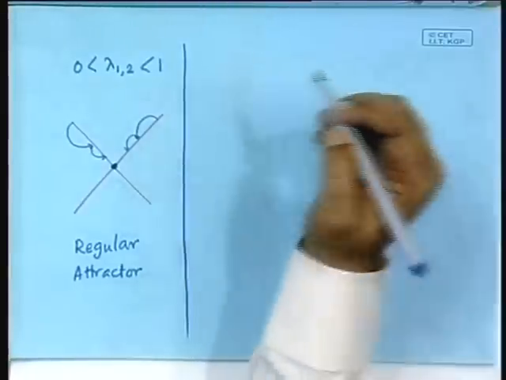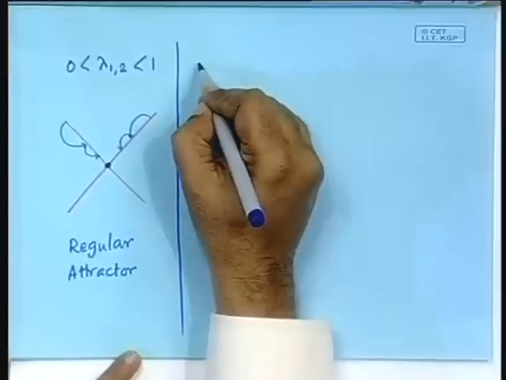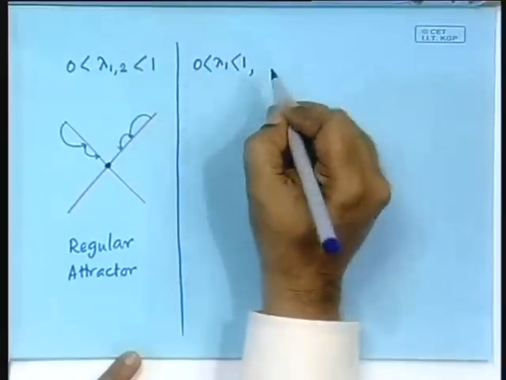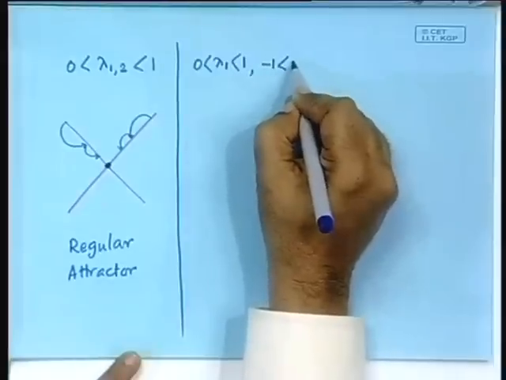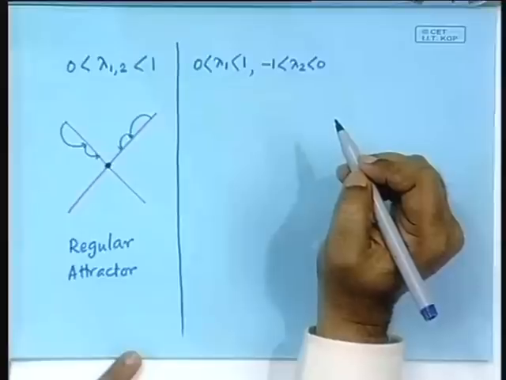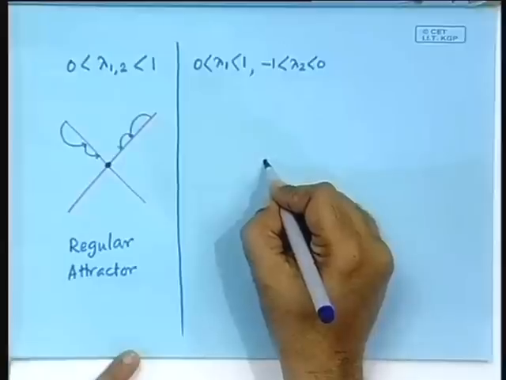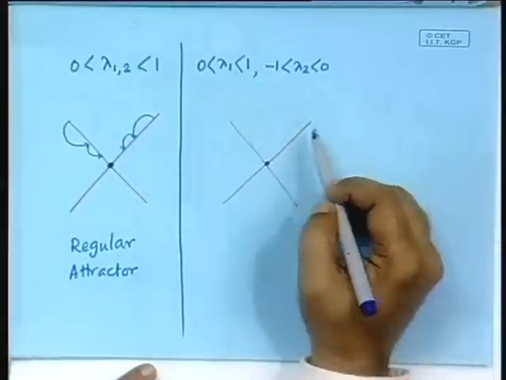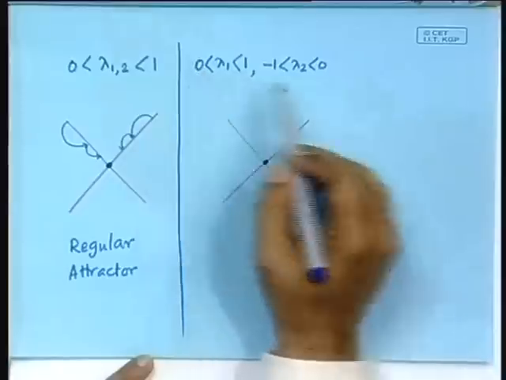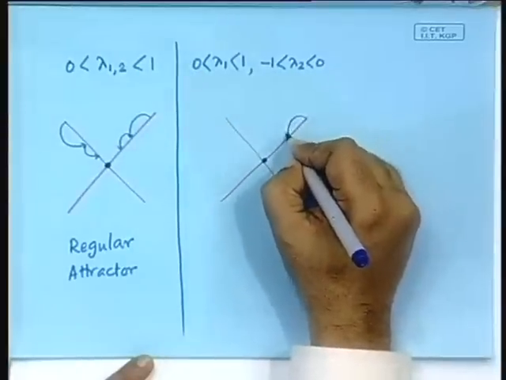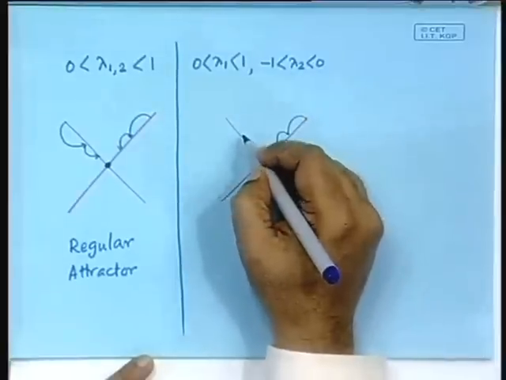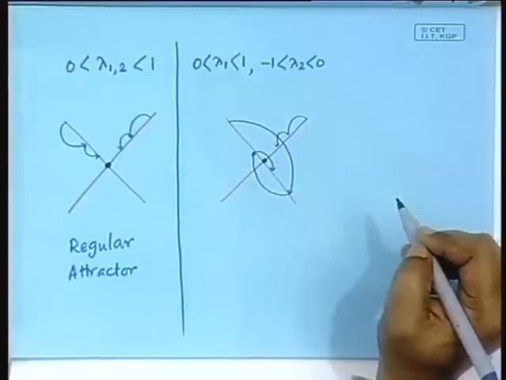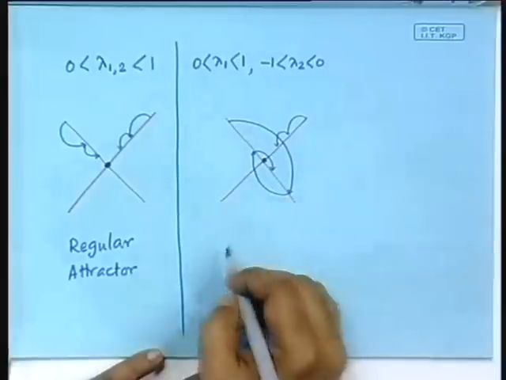Now, suppose you have taken a situation where you have one eigenvalue between 0 and 1, and the other eigenvalue between minus 1 and 0, then what will be the behavior? You will draw the positions like this, and so there will be one direction along which it will be positive. So, let us say this direction along which it is positive, so it will behave like this, but along this direction it will flip. Okay. So, it is a flip direction, it will be called a flip attractor.